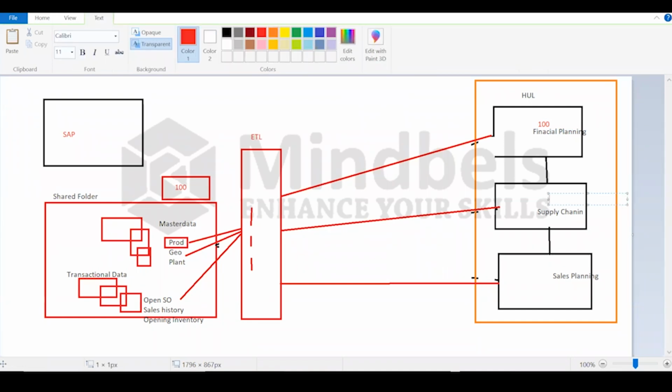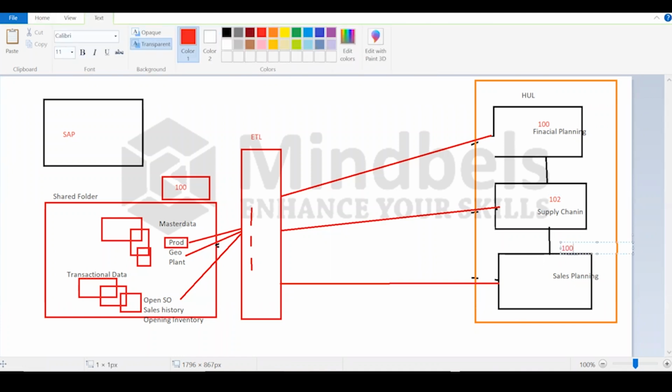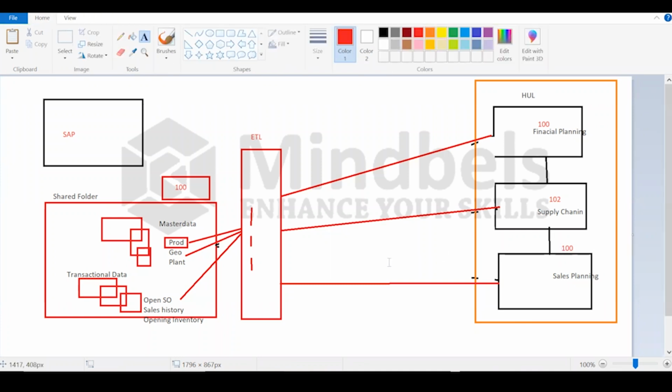For financial planning, the 100 products have been pushed. With supply chain, there are only 1 or 2 products. For sales planning, there are the same 100 products. The same data which is pushed to financial planning is 100, for supply chain is 1 or 2. Now whom do you need to approach, because there is a difference in the products? So where is the mistake happening?